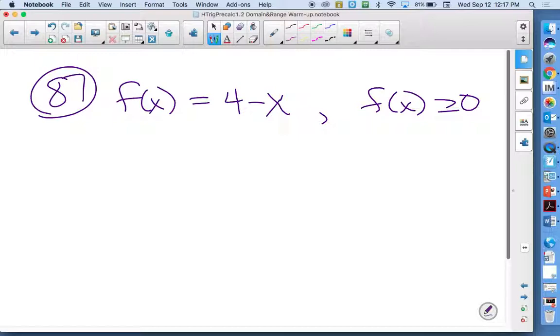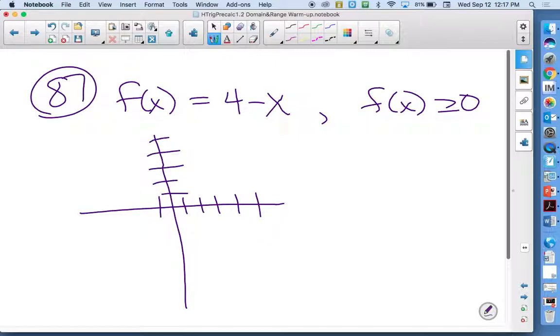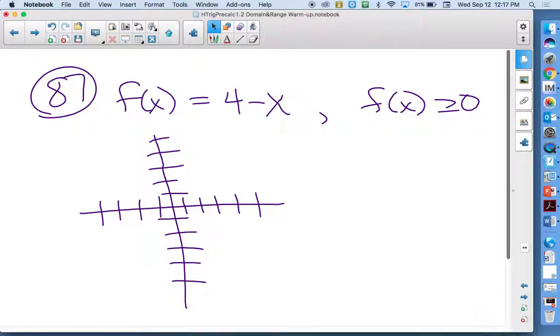So Zach Dickinson, if we have 4 minus x, what's happening with that line? Well, the y-intercept would be... The y-intercept would be 4, and then it's just going to go down by 1. Yeah. So y-intercept is 4, it goes down by 1. Sorry, this is really slanted. I apologize. My y-axis is pretty crooked.